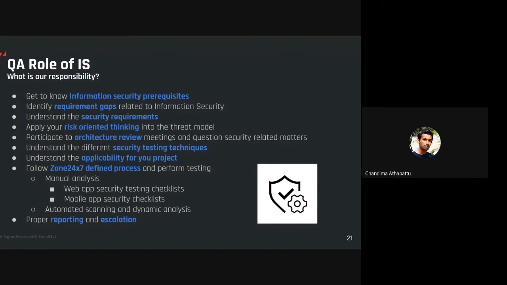Can that be only a vulnerability assessment, or can that be a penetration test where we are exploiting vulnerabilities? You need to understand the applicability. And you had better follow the defined process. You can fine tune it if you require. You can always suggest, right? And perform manual analysis through the Open Web Application Security Project guides and checklists. You can also do automated scanning and dynamic analysis, where you are identifying vulnerabilities while your application is running. And finally, you can report and escalate as necessary. During the escalation, it's very important to recommend a fix for the identified vulnerability to your implementation team.